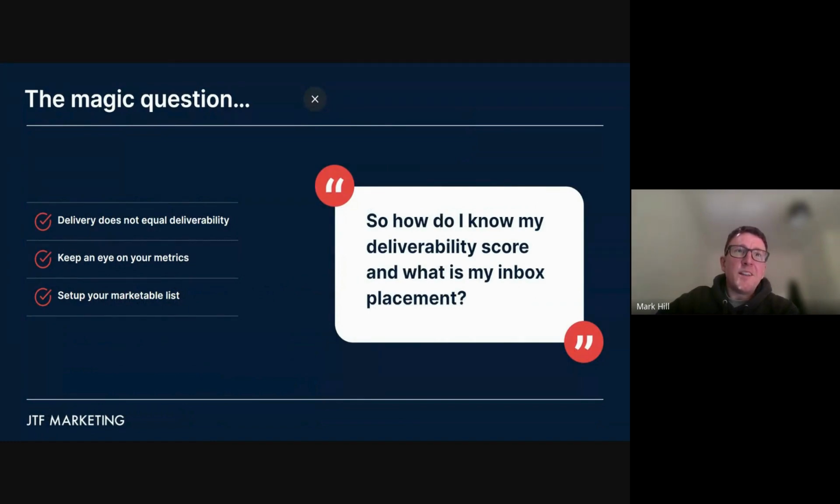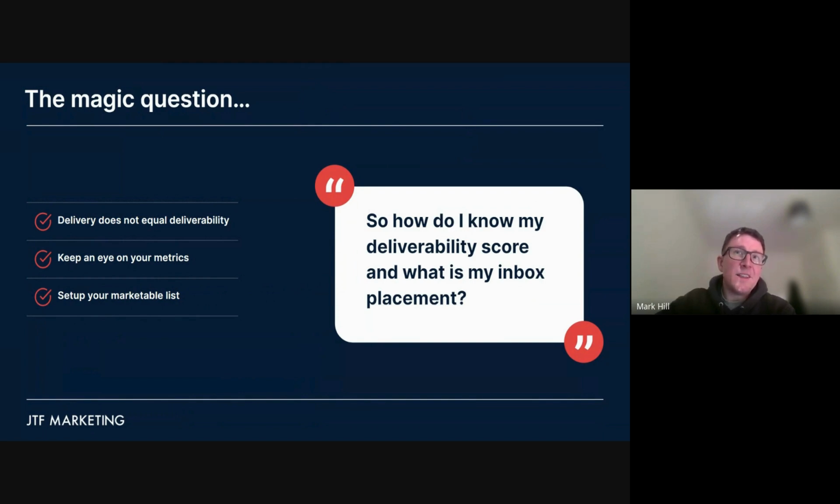So finally, the magic question: what is my deliverability score and what is my inbox placement? Well, in Marketo, you can only ever see your delivery rate, and again, that's what we talked about before in the email metrics. So there's actually no way across any service or software that can really help you understand your deliverability rate or inbox placement scores.